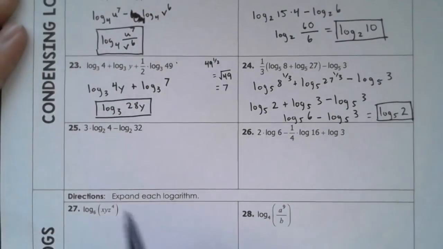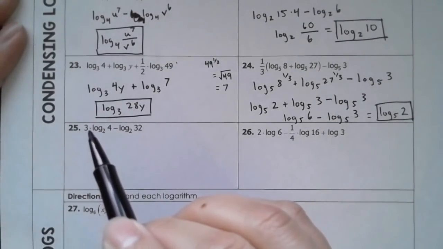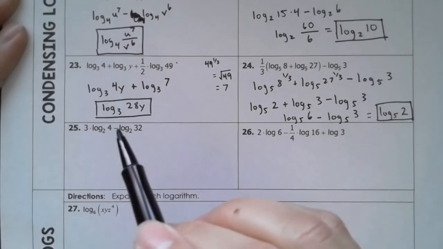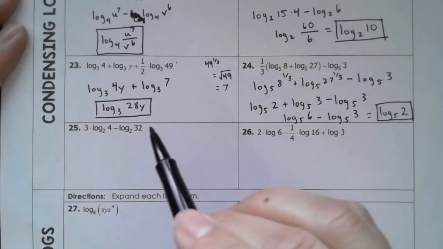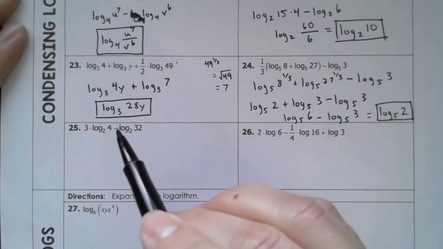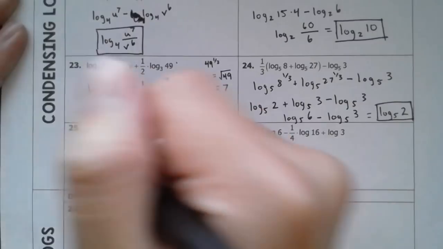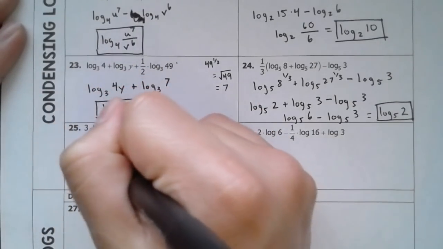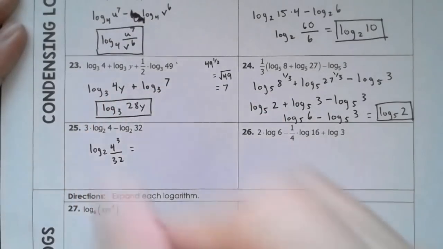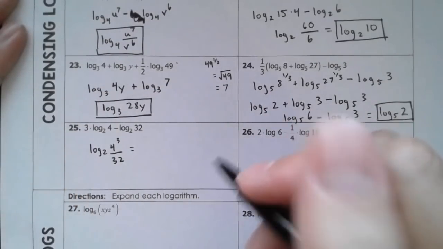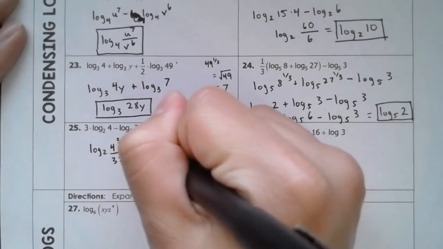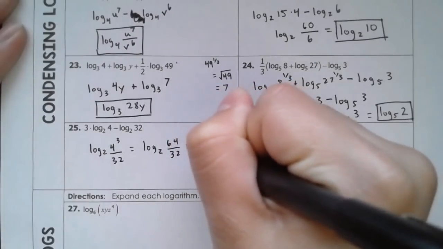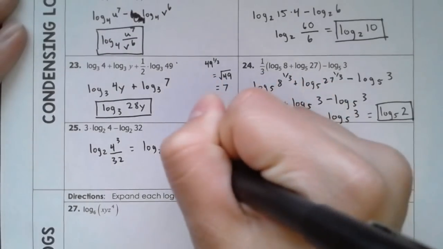25. I have just two terms. This one becomes the exponent for this one, and then it's not parentheses like this one, so it's just log base 2 of 32 here. And I have minus, so I have log base 2 of 4 to the third over 32. 4 to the third is 64. So log base 2 of 64 over 32, and that simplifies, so log base 2 of 2.